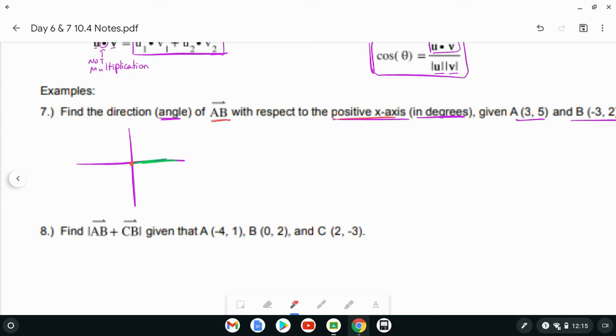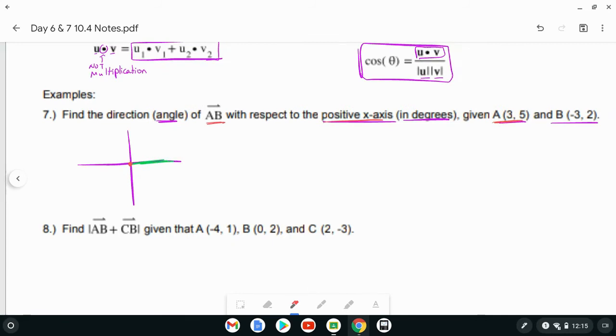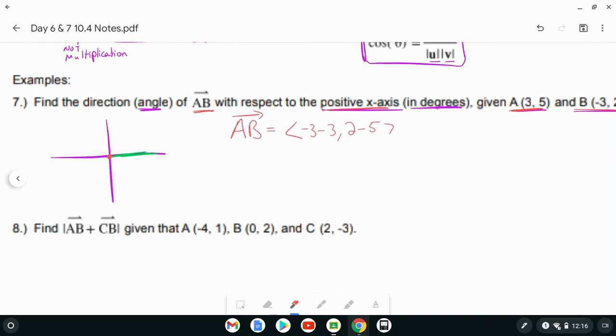that positive x-axis. So in order to do that, because neither of these points is at the origin, we want to find the component form of this vector. So vector AB, remember we can find by doing x2 minus x1, y2 minus y1. If we do that, we get vector AB is (-6, -3). And again, this is our horizontal component. This is our vertical component.